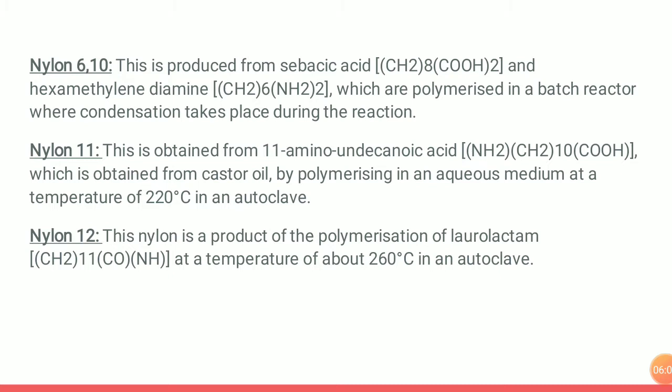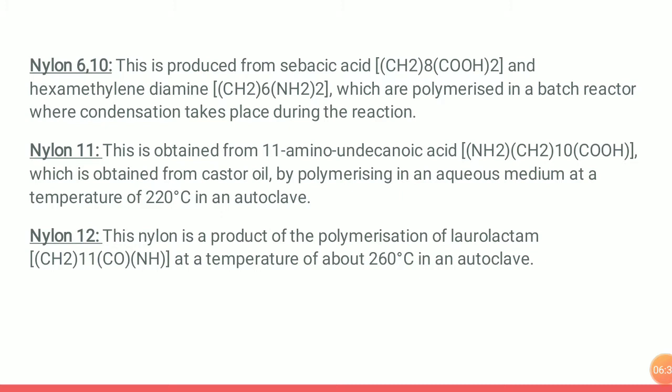Now you see the next type of nylon is nylon 610. It is produced from sebacic acid and hexamethylene diamine, which are polymerized in a batch reactor where condensation takes place during the reaction. So this is a simple technique for making nylon 610. We require sebacic acid and hexamethylene diamine, where the amine group will be attached and the monomers will be converted into polymers. Again, it requires a batch reactor and a condensation reaction takes place.